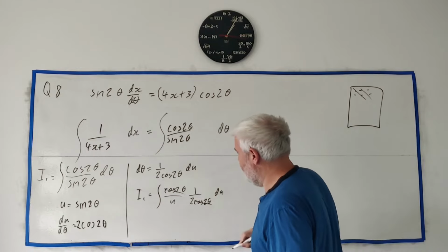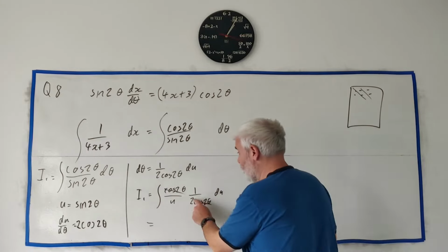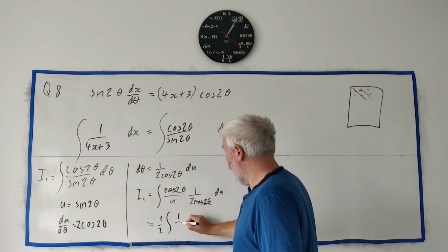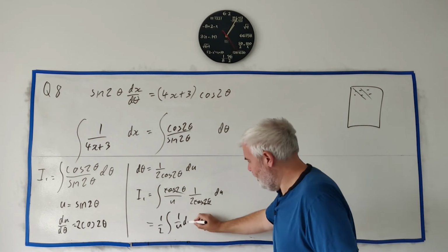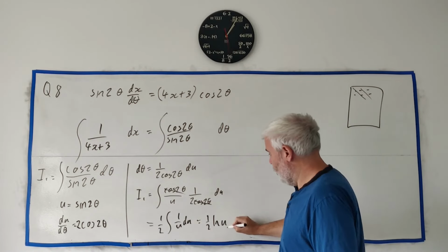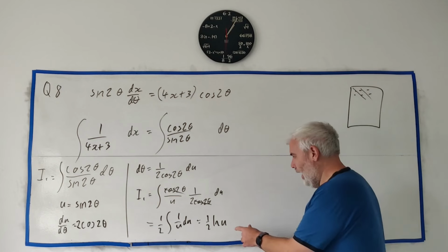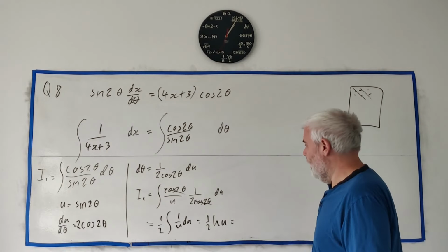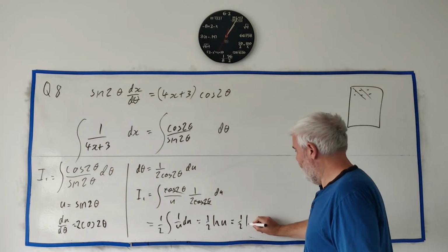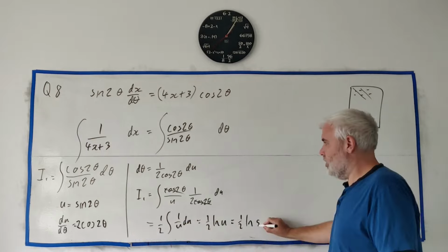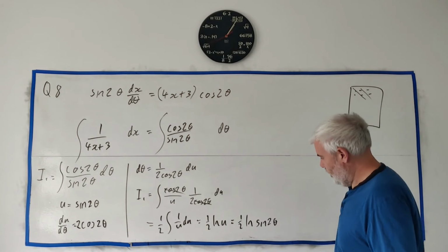This cancels with that, and we're left with a 1 over 2 that can come all the way up front, and the integral of 1 over u du. And we can do that quite easily. It's a half natural log u. But remember, we know what u is, so let's squeeze it in down here. We know that's a half natural log of, what do we replace? Oh, this guy here, sine 2 theta.